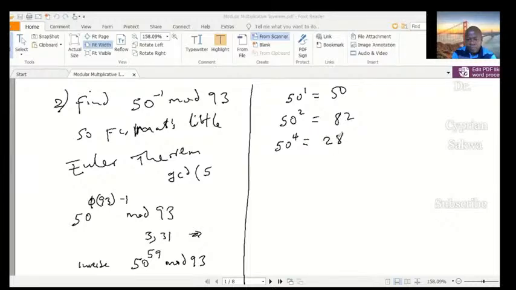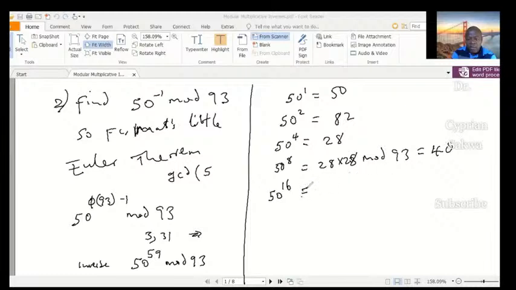What about 50 raised to 8, which is 28 times 28 mod 93? So we're asking, what is the remainder when this is divided by 93? I got the remainder to be 40, use your calculator to check. What about the square of that, which is 50 raised to 16?